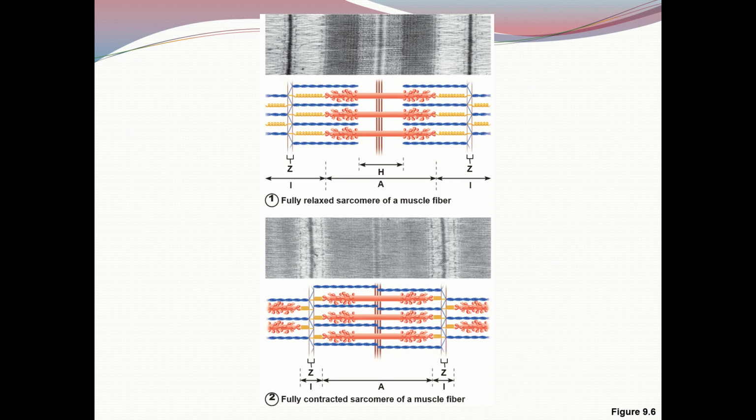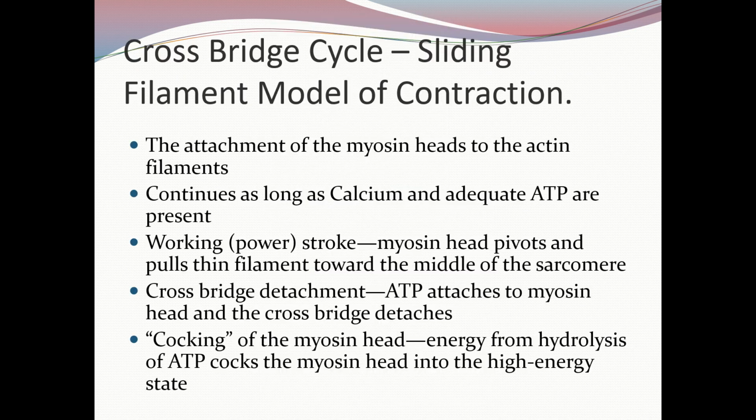And there you see again the illustration number 1 shows a fully relaxed sarcomere of the muscle fiber, and illustration 2 shows a fully contracted sarcomere of a muscle fiber. Crossbridge cycling is what occurs as the myosin is walking the actin towards the center of the sarcomere. So let's take a look at that before we leave the physiology.